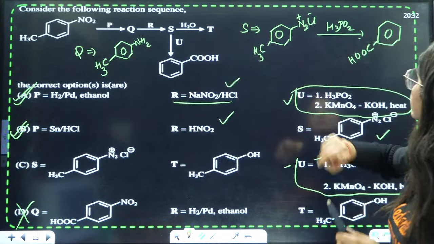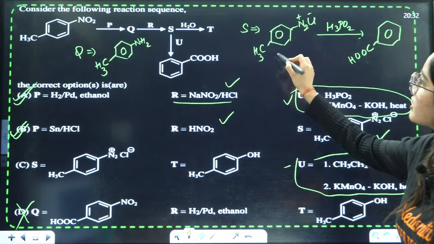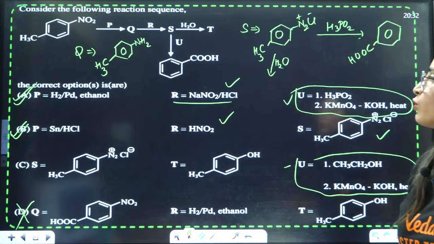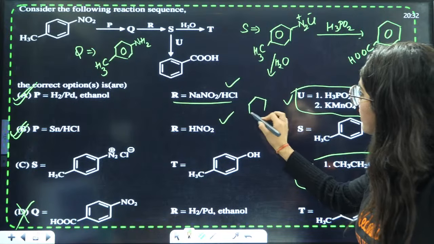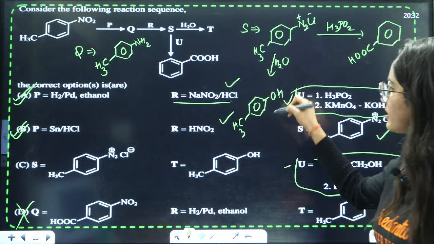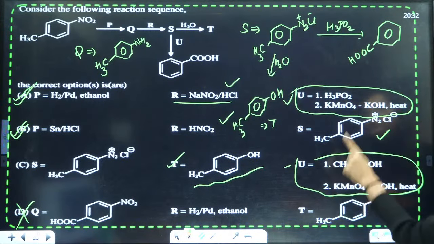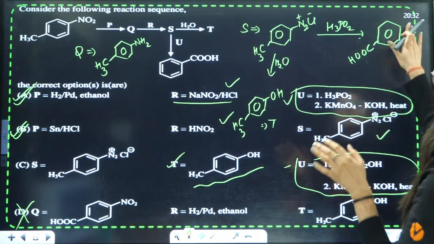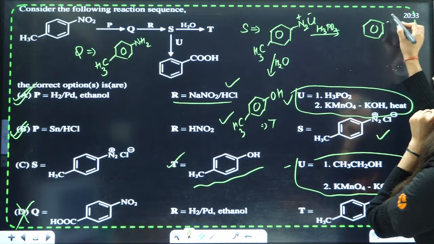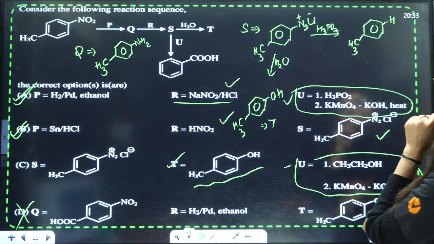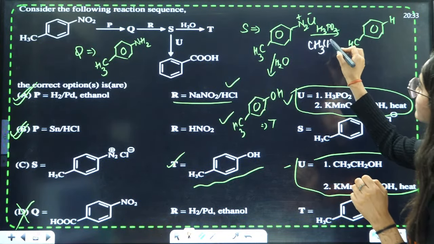S formed is this one, this is S. Let us see what T is formed. If you do the hydrolysis of this, you add water, what will you get? I told you, if you add water, what will happen to this N2Cl? It will be converted to OH. That means you will have this thing. This is your T. Definitely it is T. So it is also correct. Now whether this is correct or not. So you are saying you can add H3PO2 to eliminate this. This is H3PO2. If you want to eliminate N2Cl with hydrogen, you can use this, or you can use CH3CH2OH.